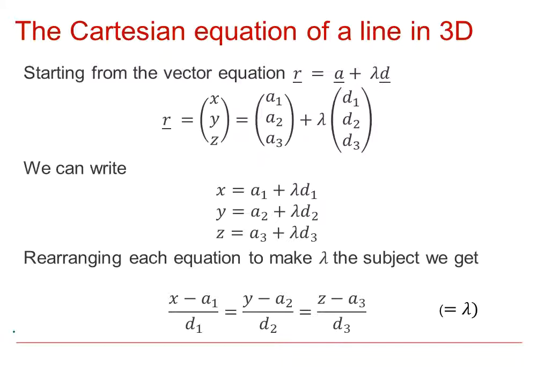And it will be worth thinking about what would happen if any of the components of the direction, for example d1 or d2 or d3, were 0. And that's something you can look up on Integral or in any textbook on vectors. So it's something for you to think about.